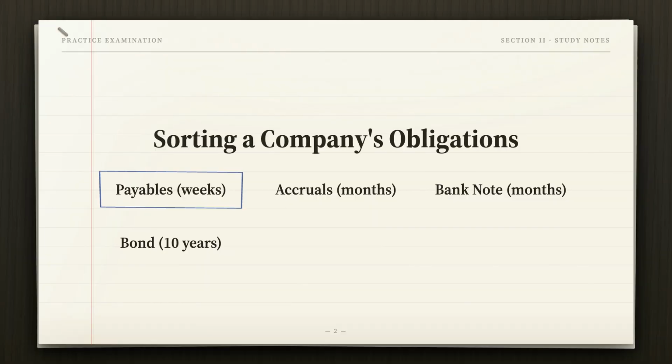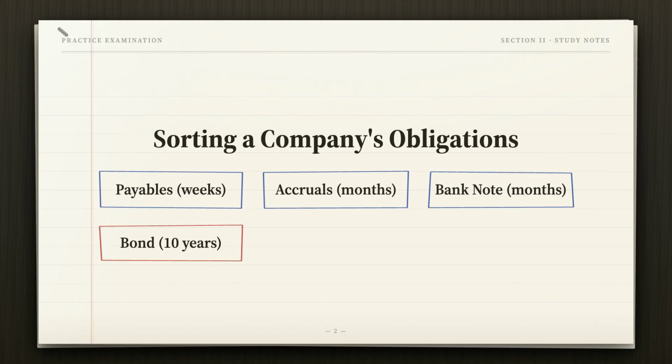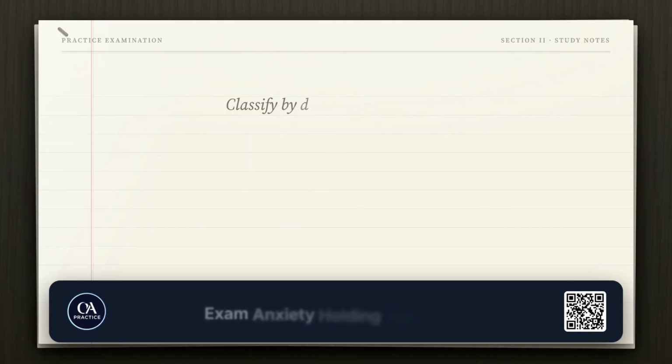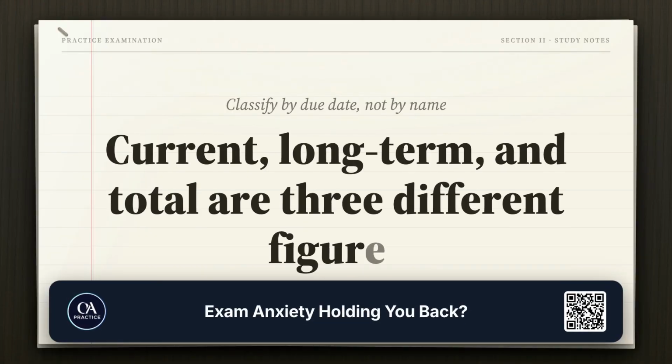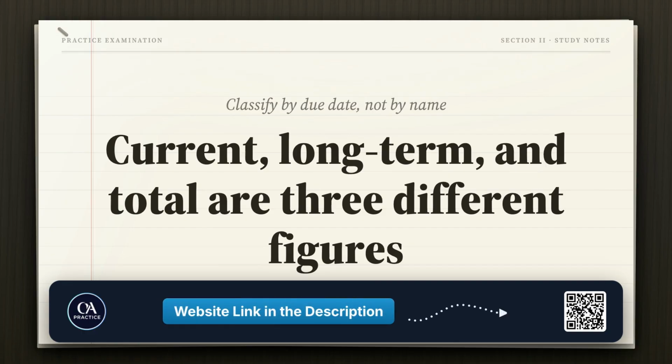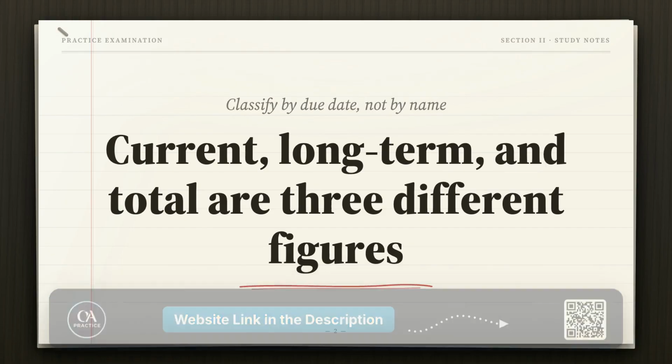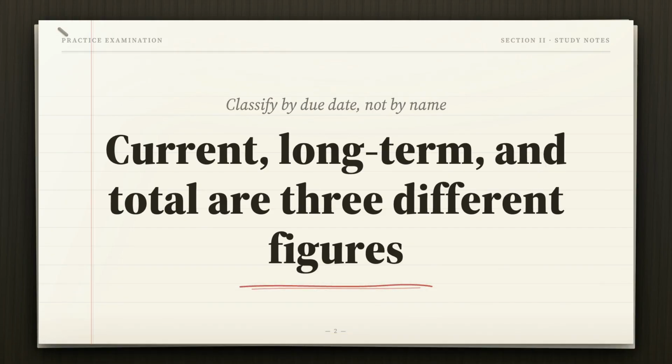Take a company with payables, accruals, and a banknote all due within months, plus a bond maturing a decade out. Only the bond crosses the 12-month line, so it alone is the long-term liabilities figure, while the rest sit in current liabilities. The liability side is a maturity structure, near-term obligations stacked above long-term ones. Reading it well means classifying by due date and knowing exactly which subtotal a question is asking for.